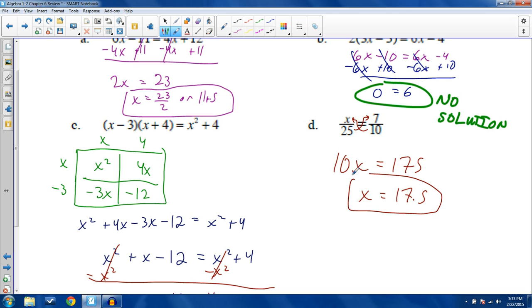Another way I could have done this is it already says x over 25 equals 7 over 10. Just multiply both sides by 25. You'll get right to the same step you were at. Just start from there. You can do that as well. We get 17.5 for x.